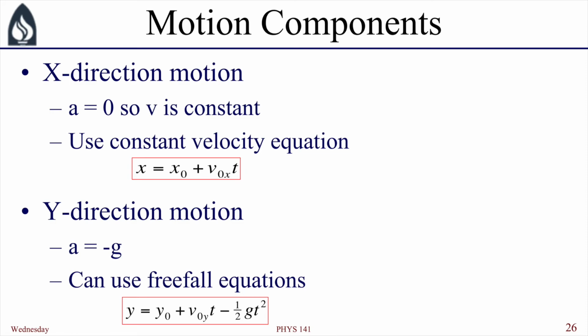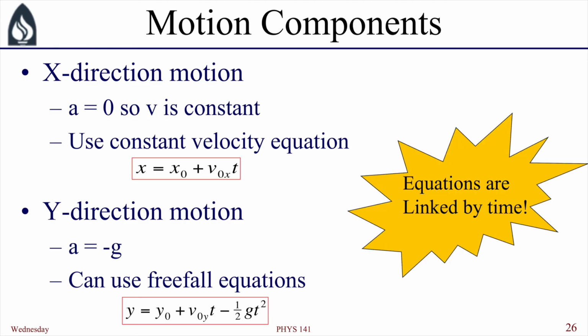In the y direction, we do have acceleration because gravity is pulling on the object in the minus y direction, and so we can use any of the free fall equations in the y direction. Now one thing you'll notice about the two equations I have written here is that they are linked by time. Often when presented with a problem, you'll have enough information to solve one of these two equations for time, and then you can plug that time into the other one to find the quantity that you're interested in solving for.